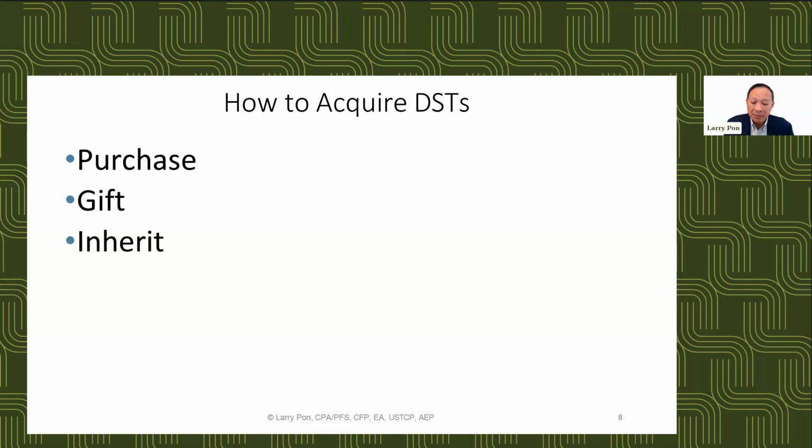If you're a recipient of a DST via gift, you will have what's called a carryover basis. The basis in the hands of the donor will be the basis in your hands.